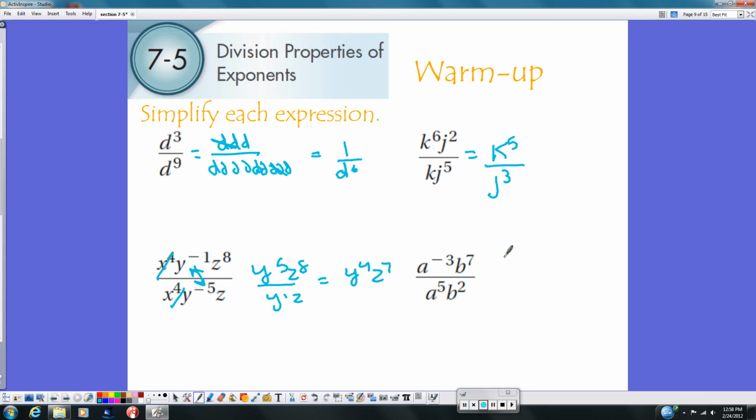And in this last one, I'm going to move that a to the negative third to the bottom. So I have b to the 7th, a to the 3rd, and a to the 5th is going to give me a to the 8th, b to the 2nd. I have 7 b's on top and 2 b's on the bottom, so that's going to be b to the 5th and a to the 8th.